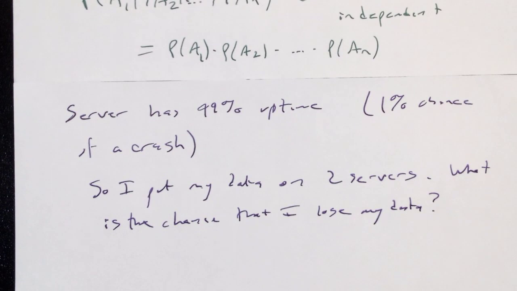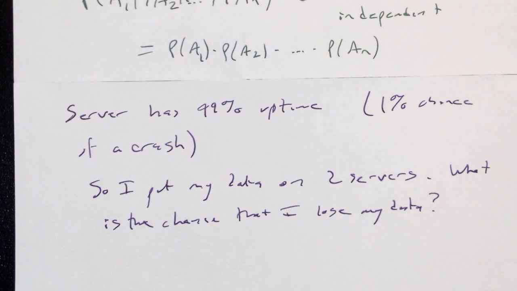Your data is on an iCloud server in Greensburg and another one in Pittsburgh. Or maybe it's on the one in Pittsburgh and the one in Sacramento, California. I don't know. But your data is on two servers. What's the chance your data is gone? Assuming both servers are equally good, each one only has a 1% chance of crashing.